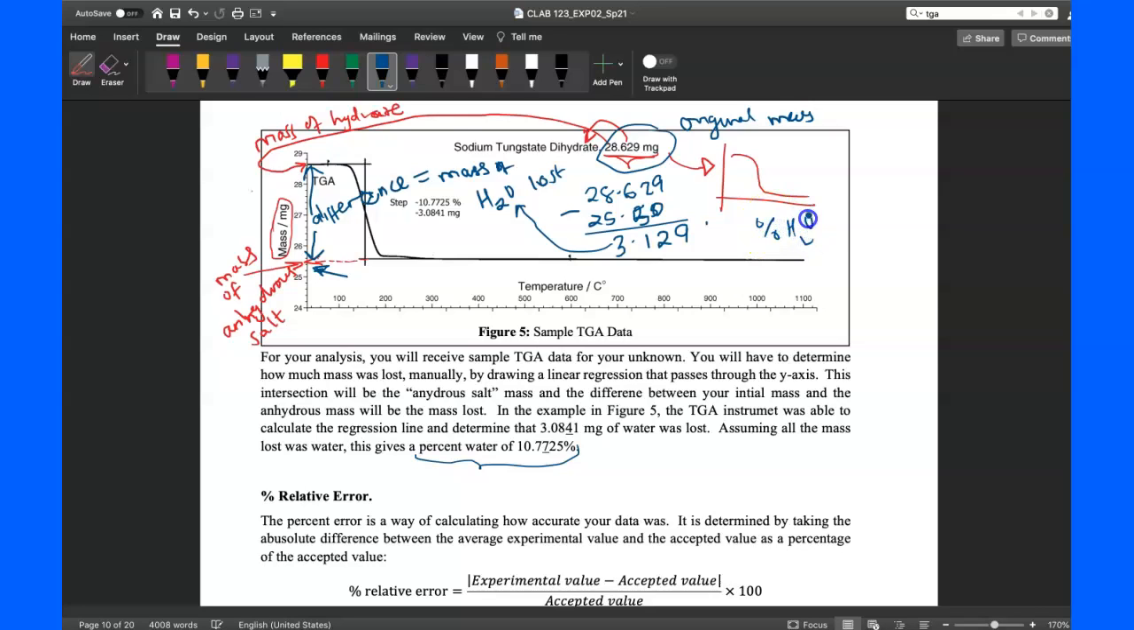The percentage of water in this hydrate is going to be equal to the mass of water lost divided by the original mass.